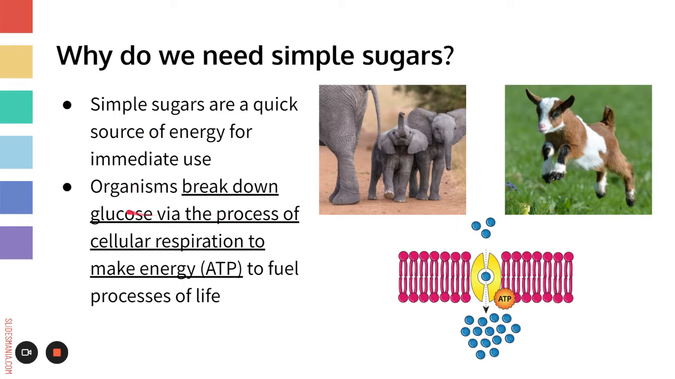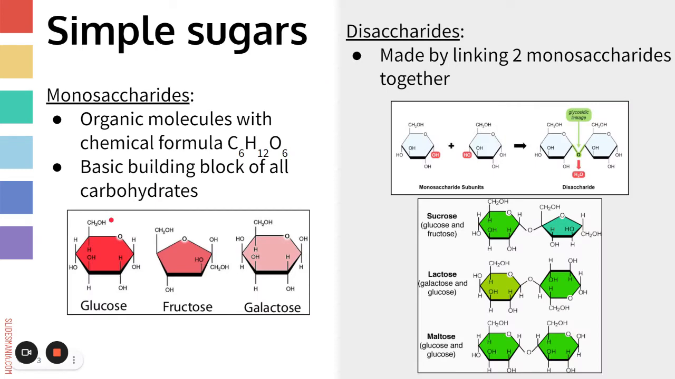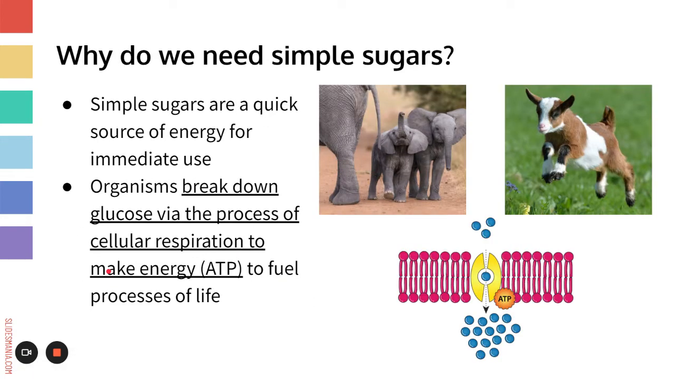The main thing is that organisms are going to be breaking down glucose in particular. And remember, glucose is one of those monosaccharides. So, glucose in particular is going to be used in the process of cellular respiration. And that's going to be the focus of our next video. But this process of cellular respiration is going to transform glucose into energy that the cell is actually going to be using, which is called ATP.